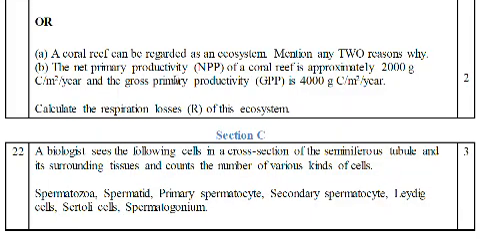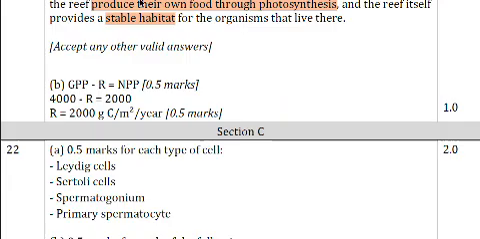The net primary productivity (NPP) of a coral reef is supposed to be approximately 2000 grams, and the gross primary productivity, that is GPP, is 4000 grams. So they're asking to calculate the respiration loss of this system. The formula is GPP minus R is equal to NPP. So the GPP given is 4000 minus R is equal to NPP given as 2000. So the respiration loss will be 2000 grams per meter square per year.